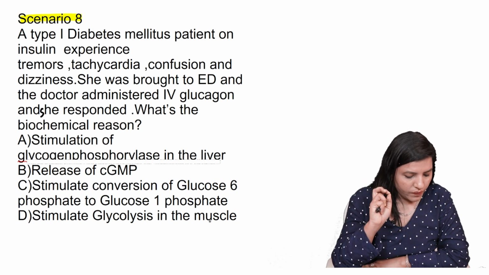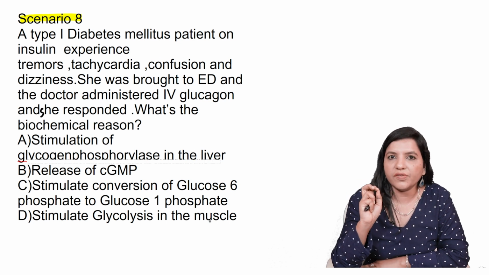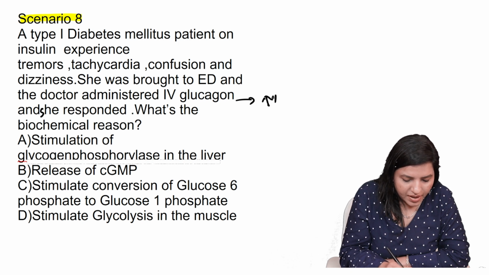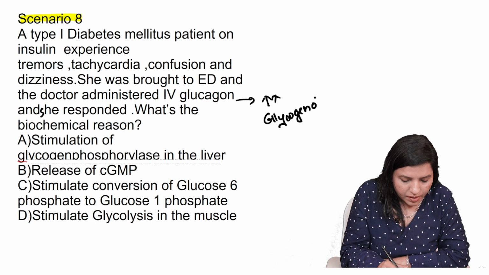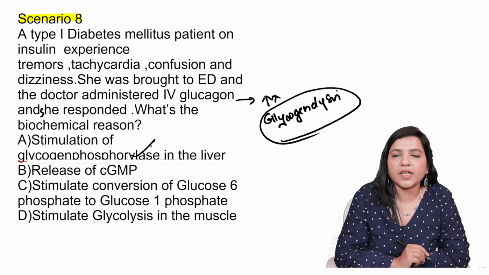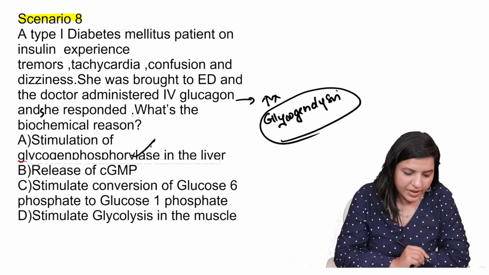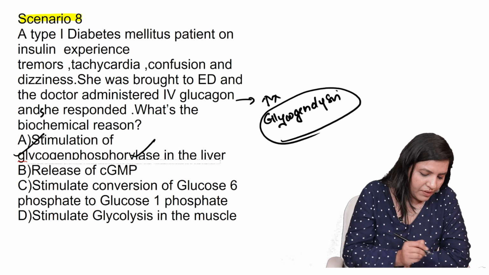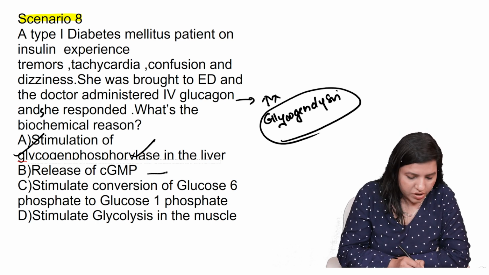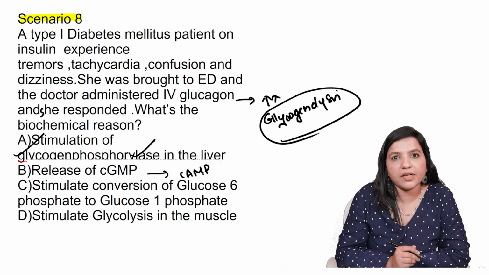So, stimulation of glycogen phosphorylase in the liver. IV glucagon increases the activity of glycogenolysis, and glycogen phosphorylase is an enzyme of glycogenolysis. So, that is the reason, and we will see the rest of the options. Release of cyclic GMP, no, it is not cyclic GMP, it is cyclic AMP that is increased by glucagon.